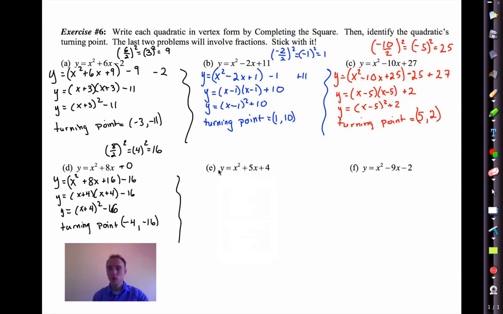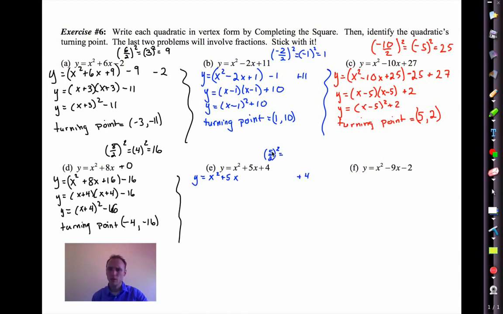All right. So example E. Example E says y is equal to x squared plus 5x. And give myself some space and put a plus 4. All right. So when I'm trying to complete the square here, I'm going to take my 5 and I'm going to divide it by 2 and square it.